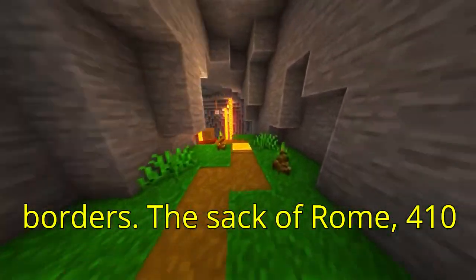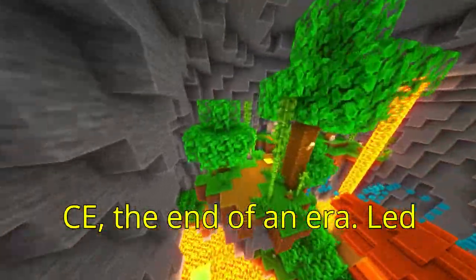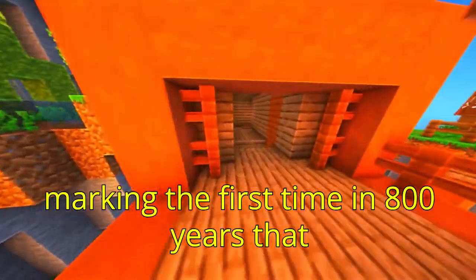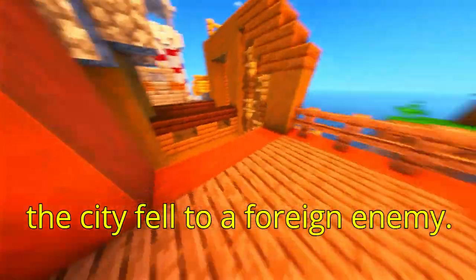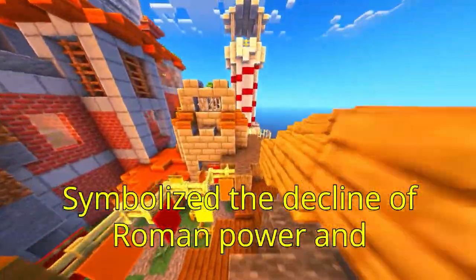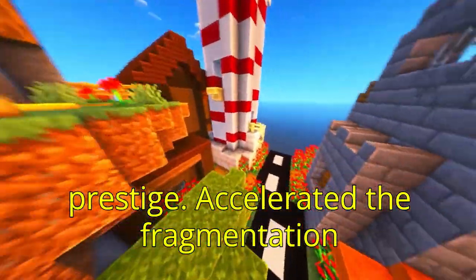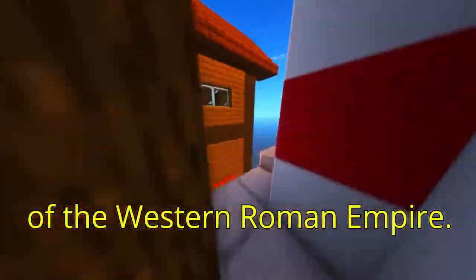The sack of Rome, 410 CE, the end of an era. Overview. Led by Alaric, the Visigoths sacked Rome, marking the first time in 800 years that the city fell to a foreign enemy. Significance: symbolized the decline of Roman power and prestige, accelerated the fragmentation of the Western Roman Empire.